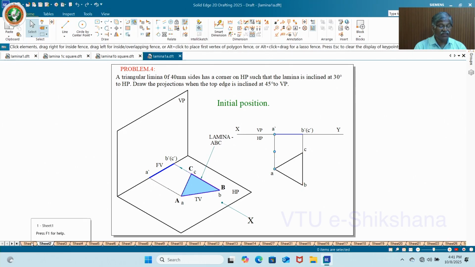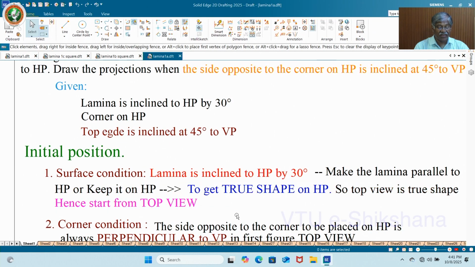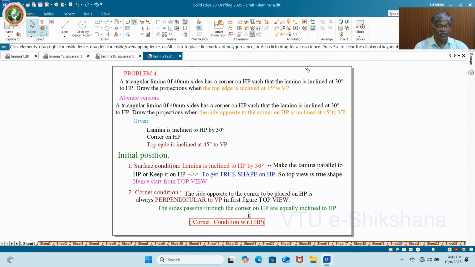Again, the lamina is inclined at some angle to HP, and naturally this becomes the corner condition with respect to HP. I have explained this already a number of times. Lamina inclined to HP by 30 degrees and corner on HP: this is the corner condition instead of the side condition with respect to HP. And the top edge, otherwise the side opposite to the corner on HP, is inclined 45 degrees to VP.